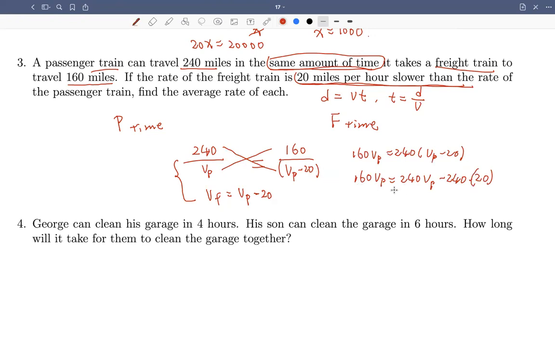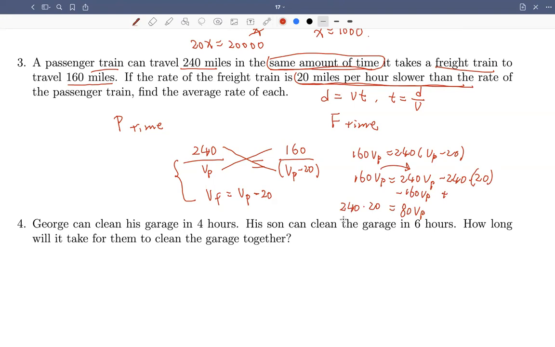So 240 minus 160. We're going to subtract 160 VP from both sides, or move 160 VP to the other side, then it becomes negative, right? 160 VP. Same thing, we're going to add 240 times 20 on both sides. 240 VP minus 160 VP, we get 80, the speed for passenger train. We move this negative 240 times 20 to the other side, it becomes positive. So we have 240 times 20.